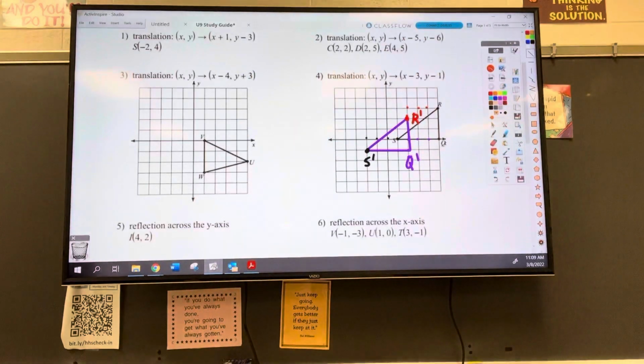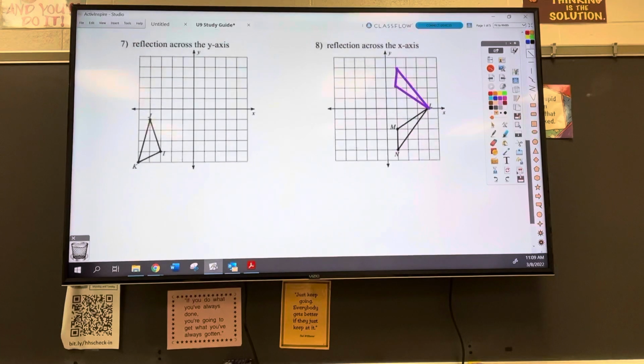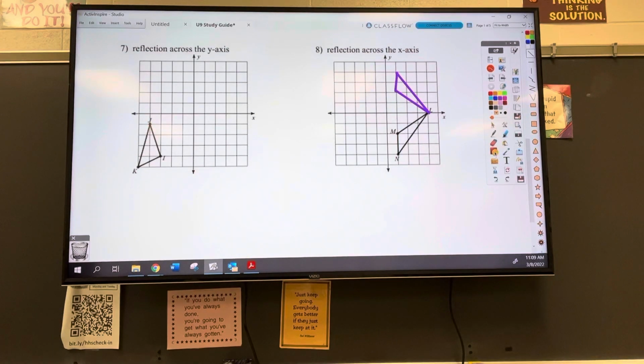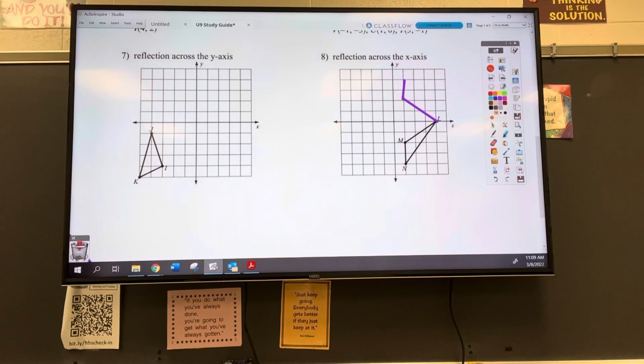Let's go to rotation number 8. Oh, I forgot to erase this from my last class. It's fine, everything's fine. Let's delete this.